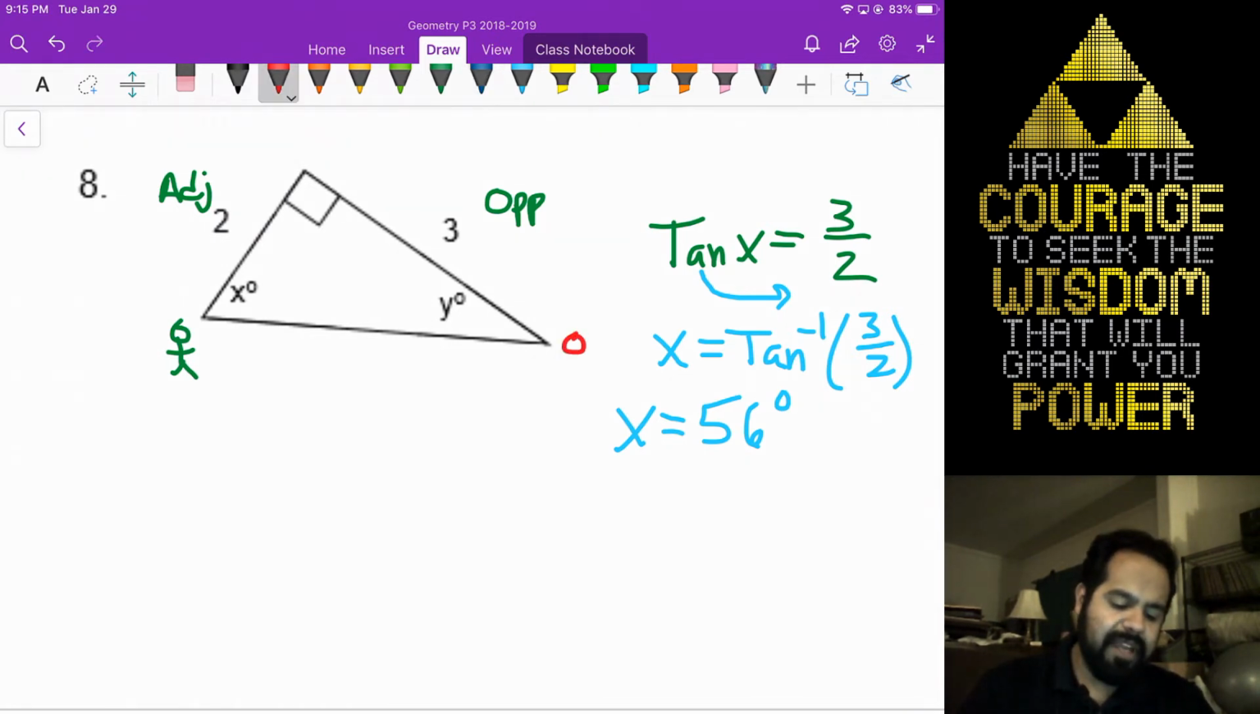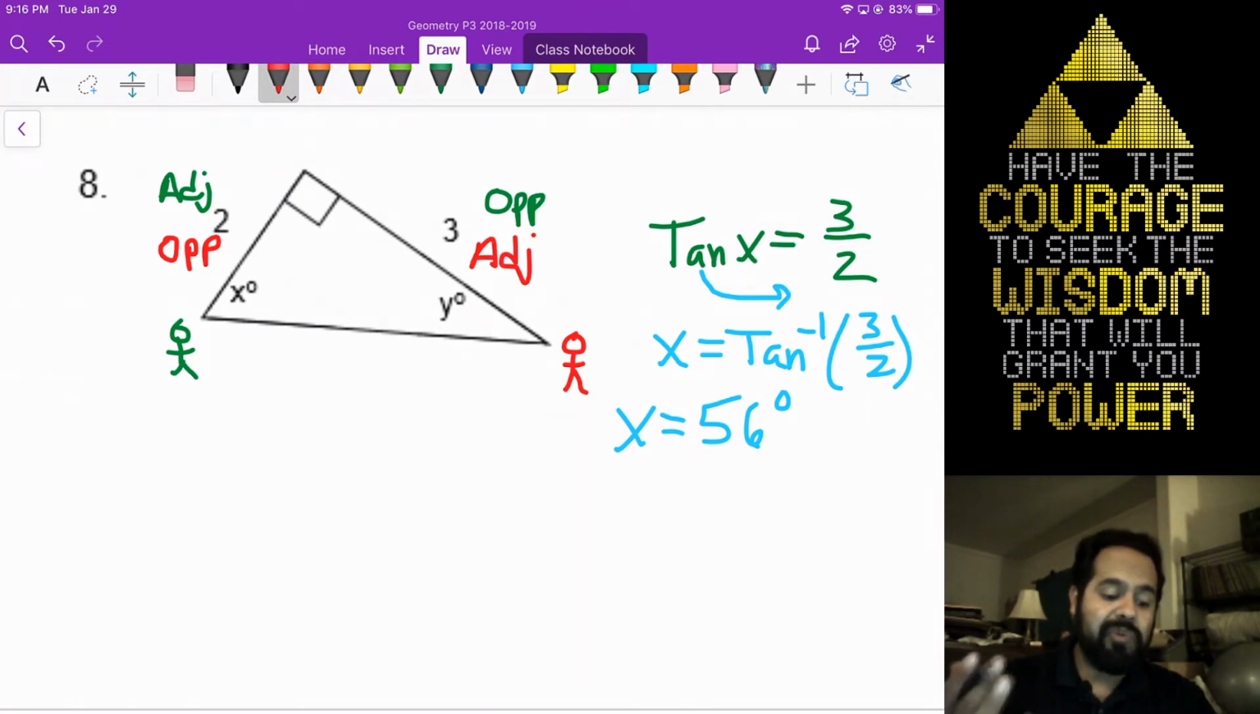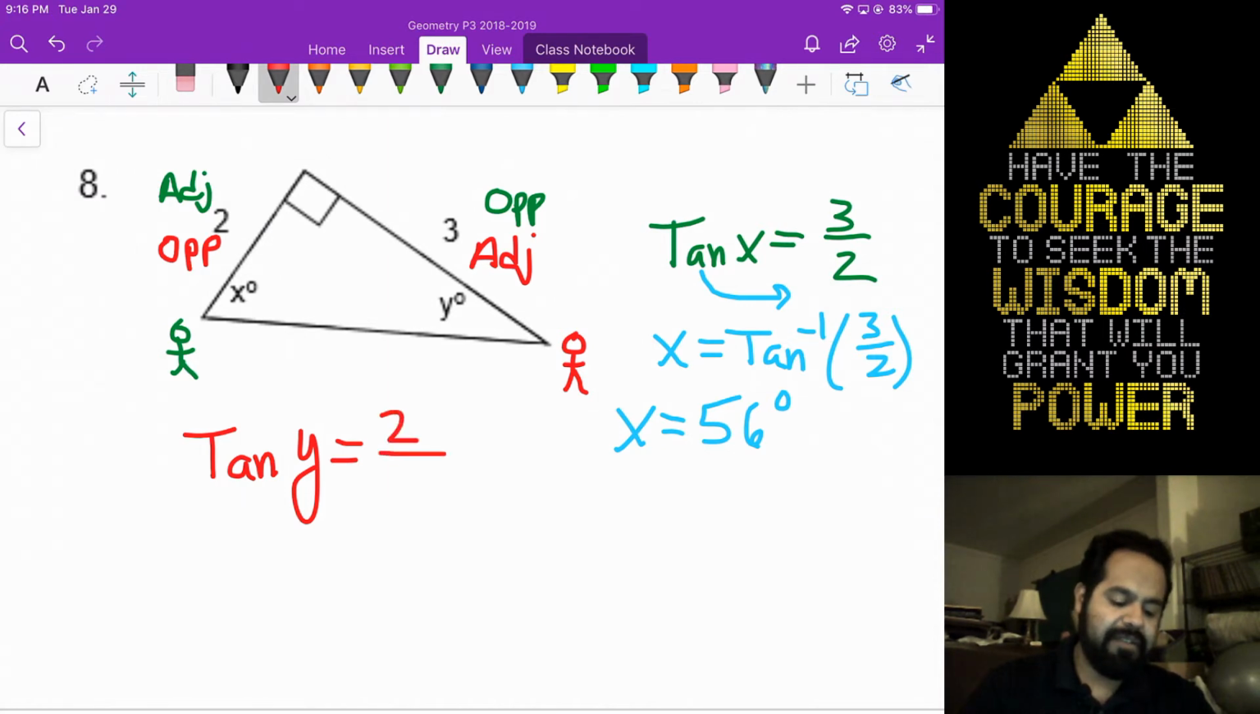If I solve for y, well, now with respect to y, this is the opposite side. And this would be the adjacent side. So, looks like tangent again. So we would say tangent of y equals my opposite over my adjacent. All right, I can dig it. So y is going to equal inverse tangent of 2 over 3.